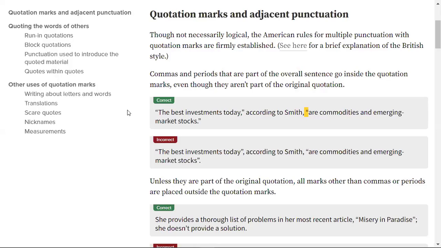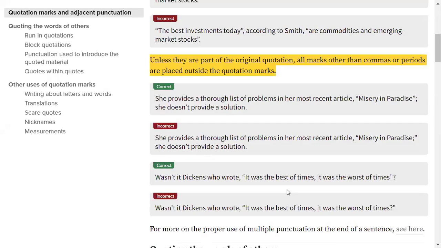Okay, now there is an exception. Samavya, go ahead and read this. Unless they are part of original quotation, all marks other than commas or periods are placed outside the quotation marks. Now read. Correct: She provides a thorough list of problems in her most recent article, "Misery in Paradise." She doesn't provide a solution.